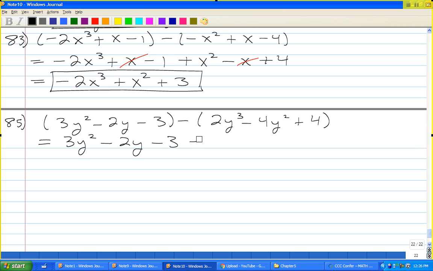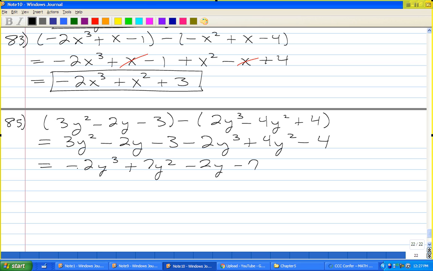Change all the signs inside the parentheses, minus 2y cubed. Minus and minus become a plus 4y squared minus 4. So I have a minus 2y cubed. 3y squared plus 4y squared is 7y squared. Minus 2y, minus 3 minus 4 is minus 7. And so I've combined all like terms.